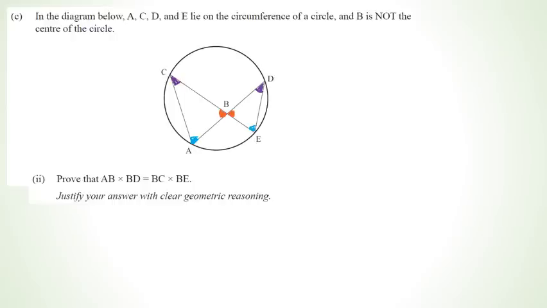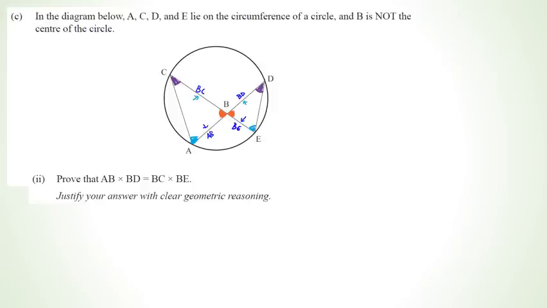So I just need to look at what I'm going to be working with. AB is here, so that's AB. BD is here, and then BC is here, and BE is here. Now remember with similar triangles, you just match up the sides, right? So if I do this side divided by this side, it should equal this one divided by that one.